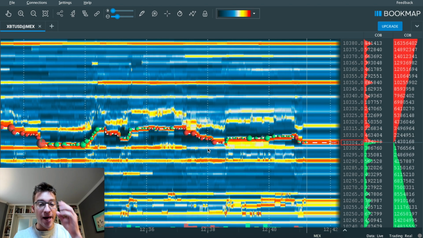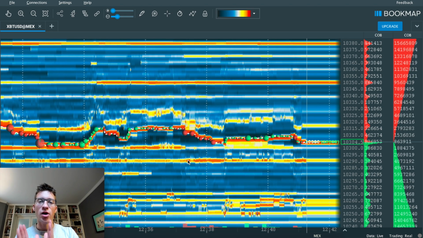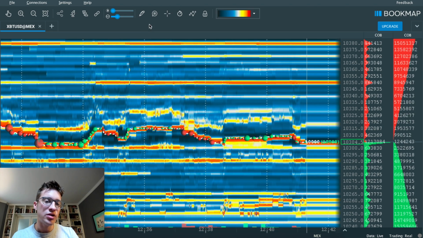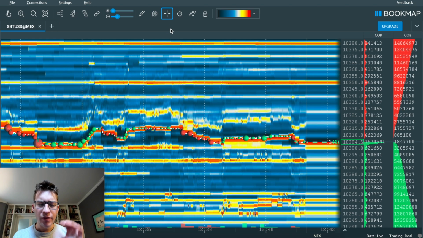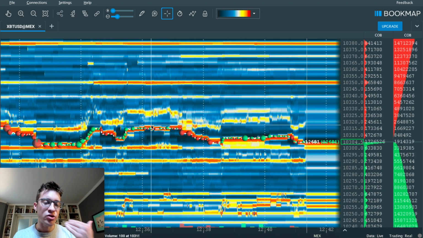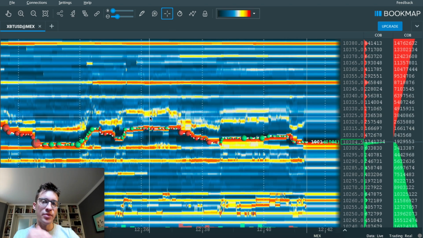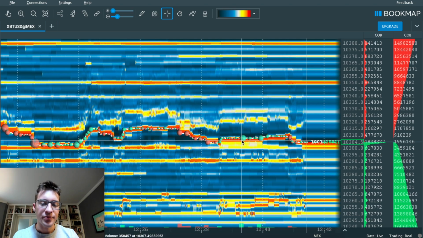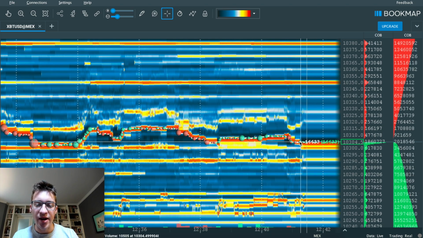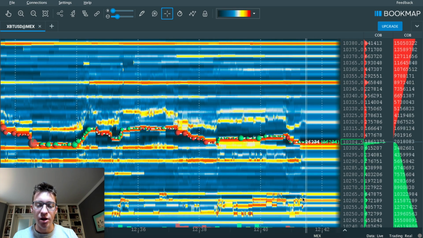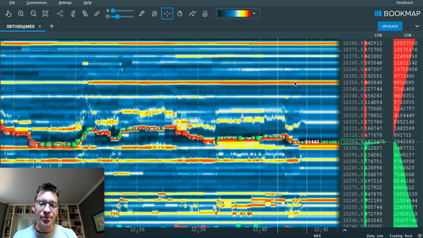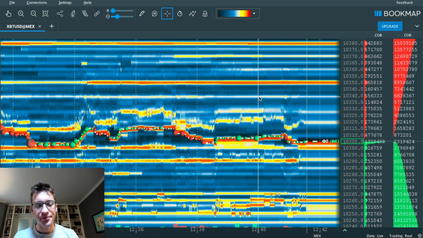So this is a heat map, and limit buys and limit sells are colored the exact same way. So the only way that we can differentiate between a limit buy and a limit sell is you look at where price is, and then you look at the limit orders above and the limit orders below. So currently price is here at 10,305. Any level below is a limit buy. Any level above is a limit sell, and they're shaded the same way.